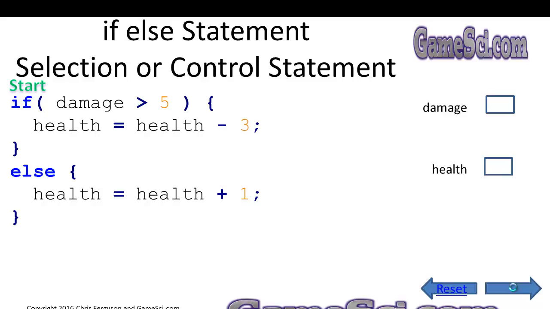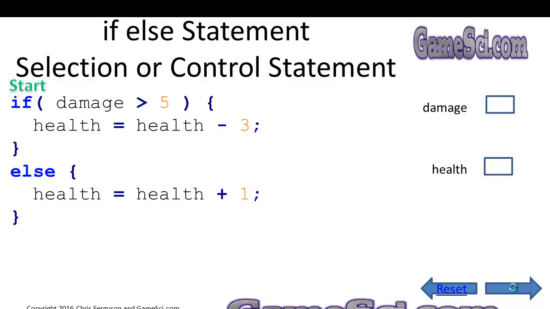One block of code to execute when the statement is true, a separate block of code to execute when the statement is false. If-else is still a selection or control statement, so named because it selects which code to execute. And you'll see that very clearly. This if-else statement will select one statement to execute over the other. It's also called a control statement. Control statements control the path the program takes.